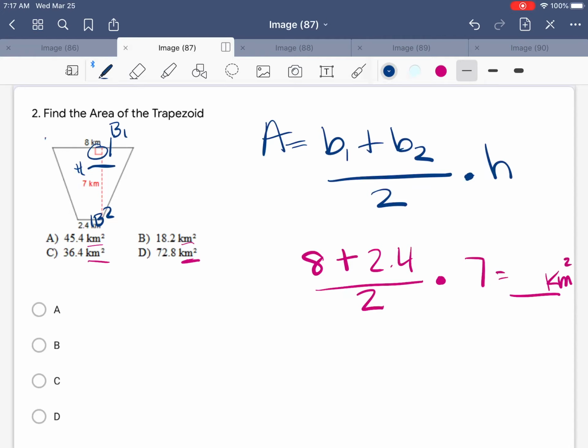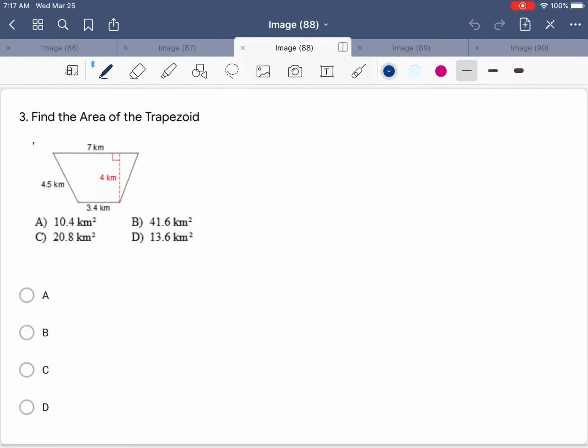Okay, so I'll walk it through just a little bit more. Let's add the 8 plus the 2.4 together, which would be 10.4, divided by 2. So I'll find that answer, and then I will times that by 7 to get whatever my answer is with the kilometers squared. So go ahead and finish this part up, and that will give you your answer.